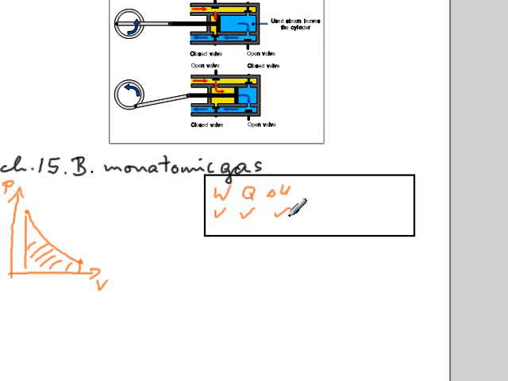Then they tell us what the initial temperature is, so I'm going to write Ti, that is given. They tell us what the initial volume is, so that one is given, and then they ask us what is the final temperature and what is the final volume of the gas. So final temperature and final volume.